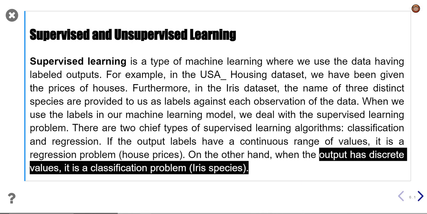Are you all okay? So supervised and unsupervised. Supervised, you want to make a prediction. And under supervised, there are two categories, which are classification and regression. All okay?